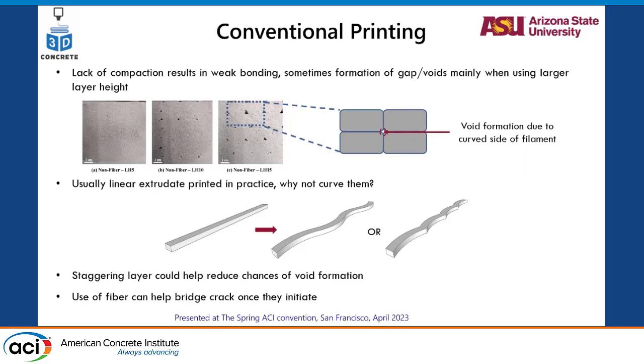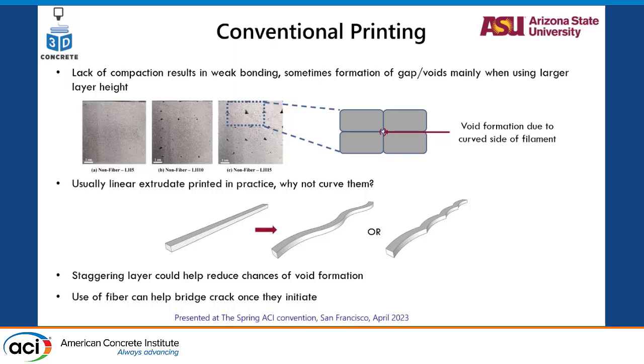In printing, conventionally, unless required by the structure, like if it's a curved edge or something like that, only then do we tend to curve the filaments. Otherwise we usually print straight elements as far as possible. So what that does is, usually at higher layer heights, we see there is a chance of void formation. This basically happens mostly if you have a circular nozzle.